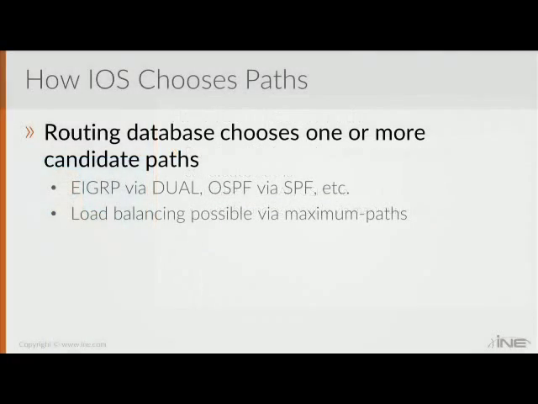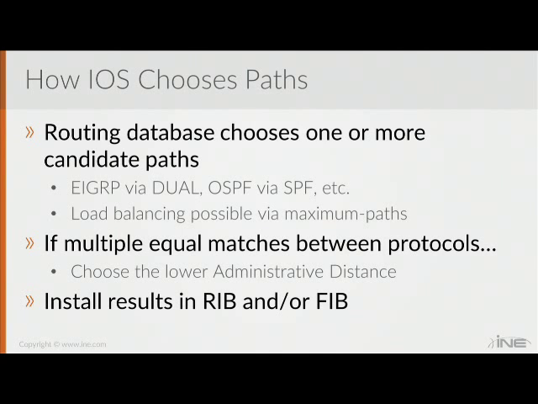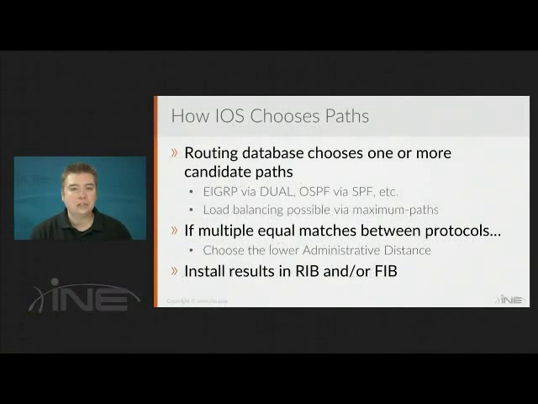Now, whether we actually install these into the RIB, or the routing table, depends on whether we have multiple equal longest matches to the destination between multiple protocols. In that case, we use the administrative distance to determine which one gets installed. As we'll see once we go through the actual redistribution, this is a very important point to remember: the administrative distance only comes into play if the destinations are equal longest matches.